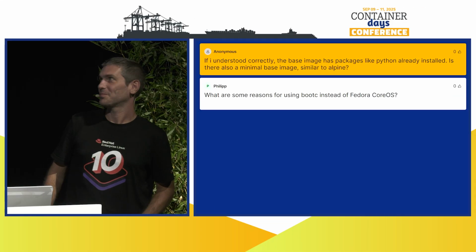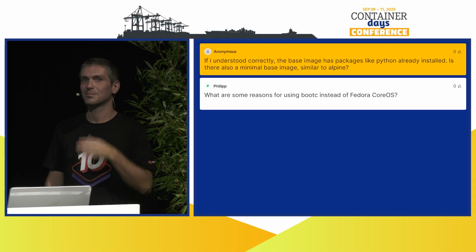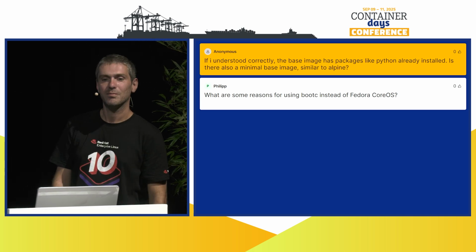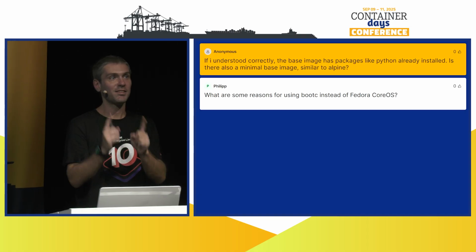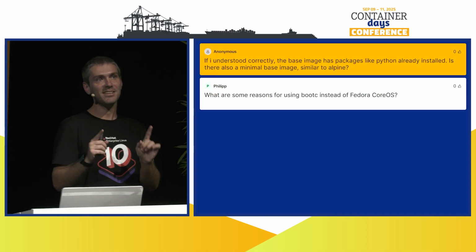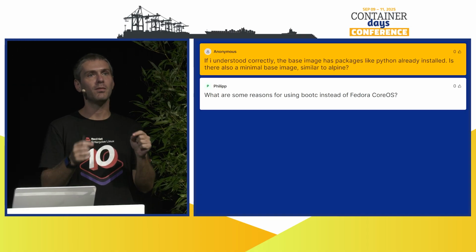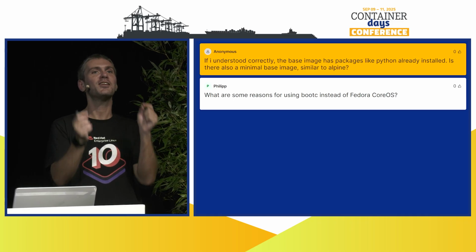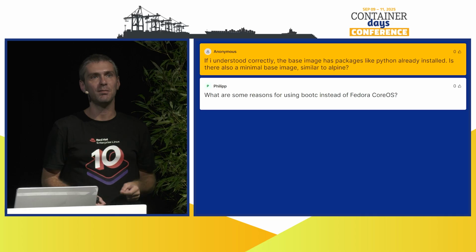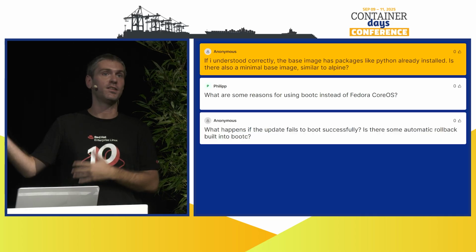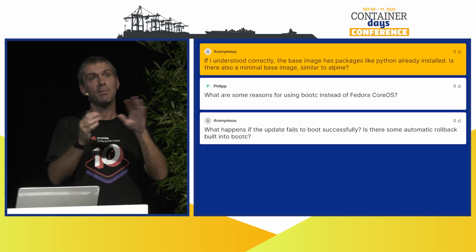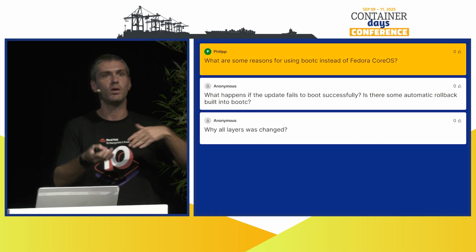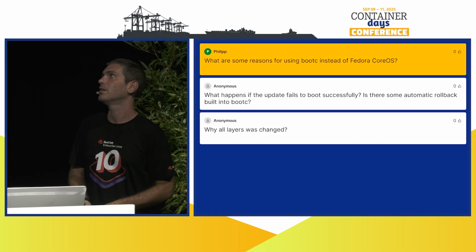If I understood correctly, the base image has packages like Python already installed. Is there also a minimal base image similar to Alpine? Not right now. This is a very great question. Not right now, but there is work in progress to allow creating images from scratch. So you will be able to decide what you want to add into the image, starting from the bare minimum that is needed, of course, the kernel, all this stuff. But you will also be able to change the type of kernel. If you need a real-time kernel, you will be able to build it from scratch.